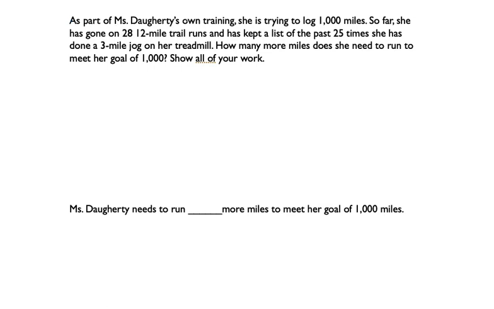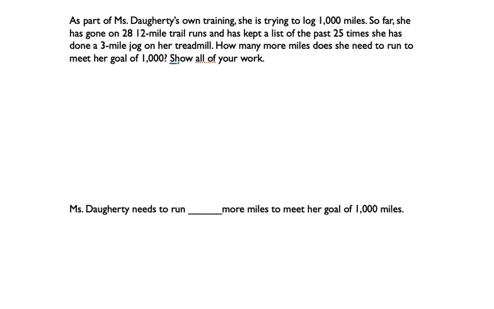As part of Miss Doherty's own training, she is trying to log 1,000 miles. So far, she has gone on 28 12-mile trail runs and has kept a list of the past 25 times she has done a 3-mile jog on her treadmill. How many more miles does she need to run to meet her goal of 1,000? Show all of your work.